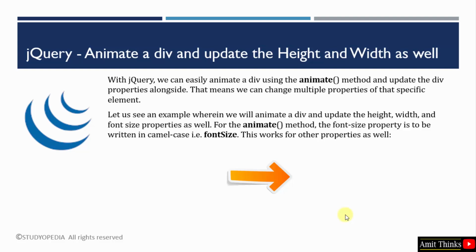For that we will set the property like we set the left property to move on the right. There itself we will set multiple properties. For font size we need to write in camel case, so we will be writing like this, unlike what we do in CSS. With that we will also update the height and width. So let us see the example.